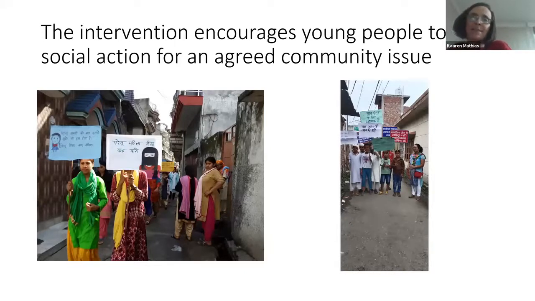This shows some of the pictures. One of the parts of the intervention is encouraging young people to identify an issue in the community and then to speak about it. And so you can see that happening here. Young women doing a march, and then also some young men on different issues.